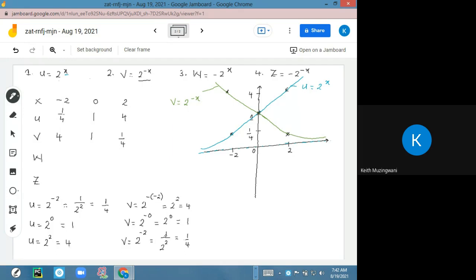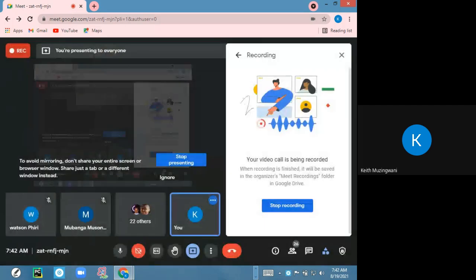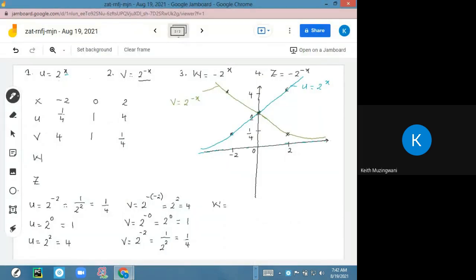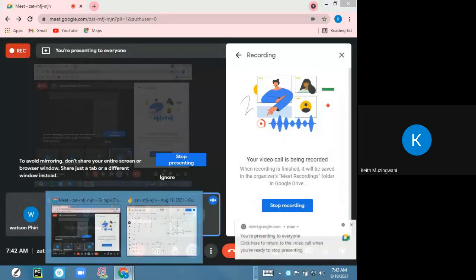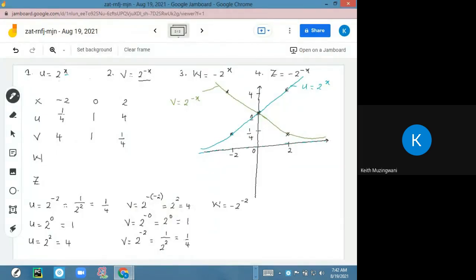Again, what is w? What is w when x is equal to negative 2? Now, one thing we must note here is that in negative 2, the negative is not being affected by the power. So it is negative, as the negative to the power is just telling us that everything is happening in the denominator. So we get negative 1 over 4.